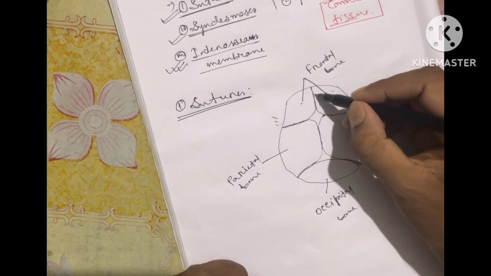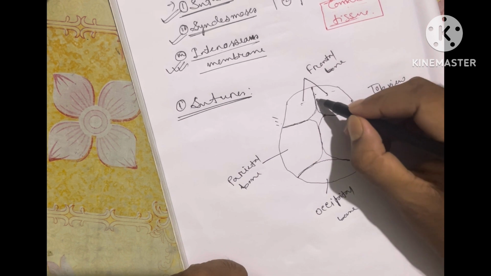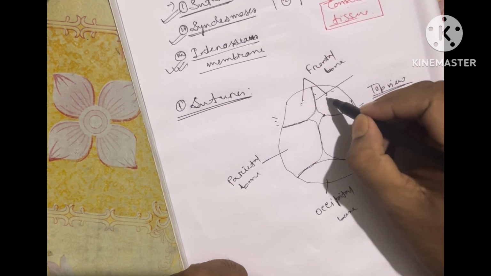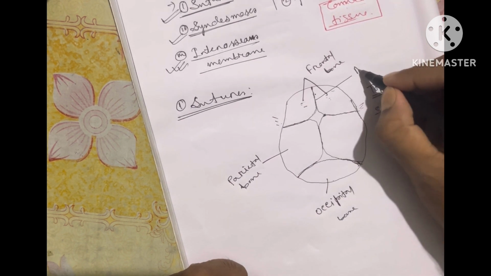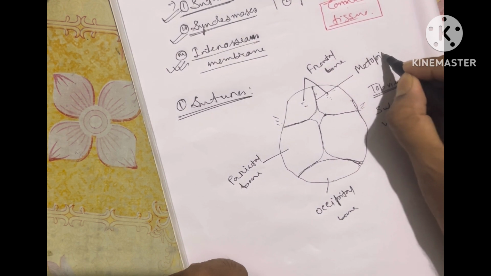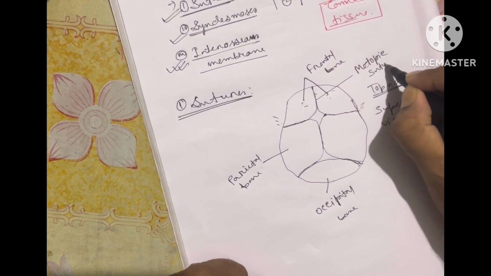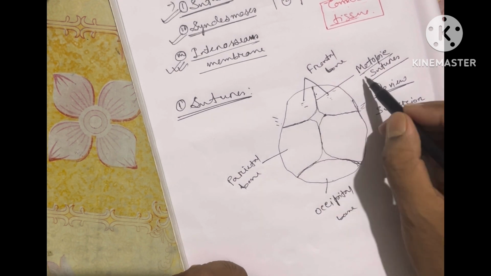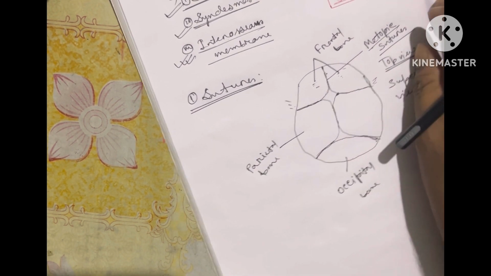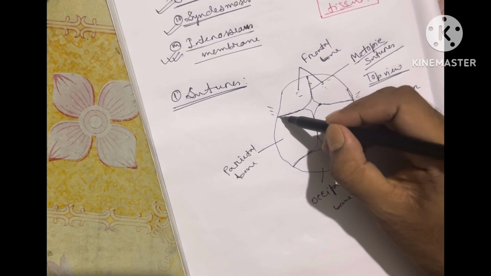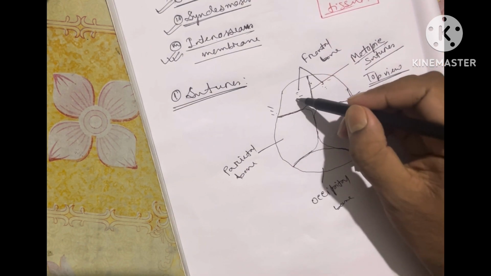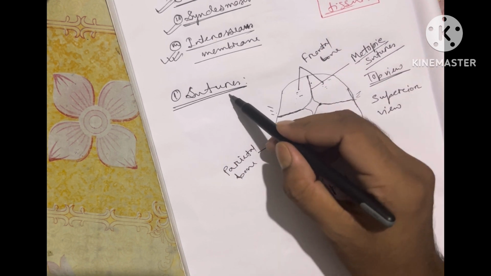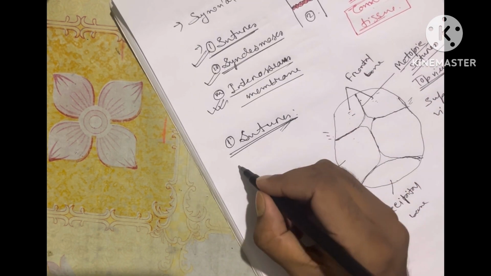Here it is called the metopic suture. The suture which connects the two frontal bones is called the metopic suture. So sutures are basically those joints which connect bones and are immovable. Basically sutures are immovable joints.